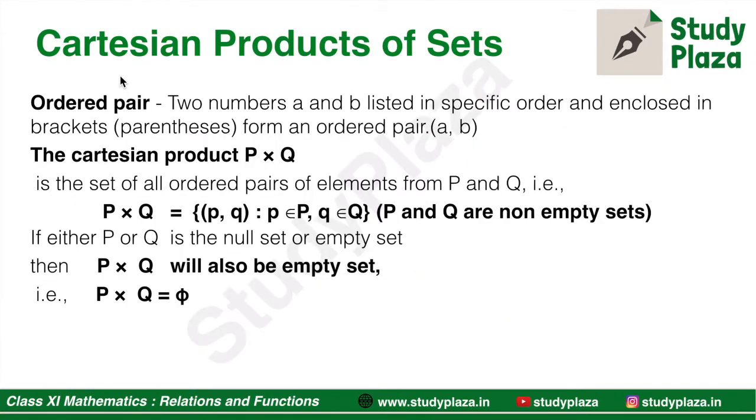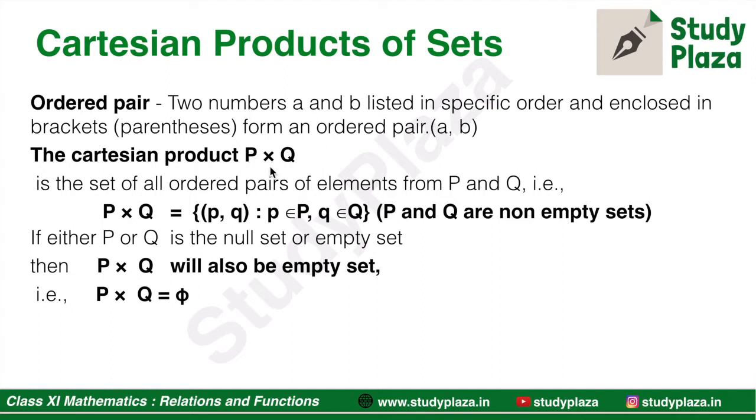Let us start with the first concept, that is Cartesian products of two sets. In order to understand these products, let us first understand the term ordered pair. An ordered pair means two numbers, A and B, which are listed in a specific order. Here we have written A at the first position and B at the second position, and they are enclosed in brackets. This complete (A, B) with round brackets forms an ordered pair. So the Cartesian product results in the formation of ordered pairs.